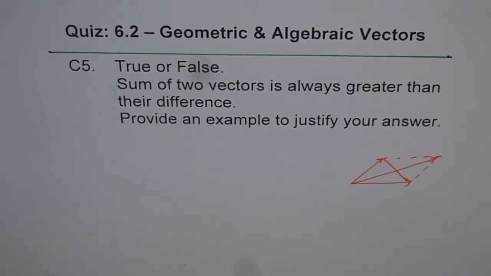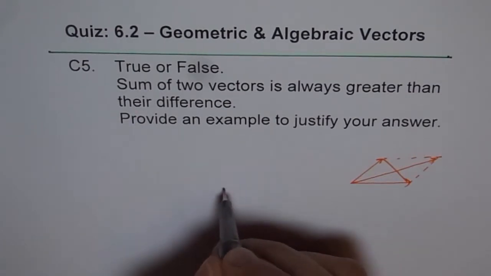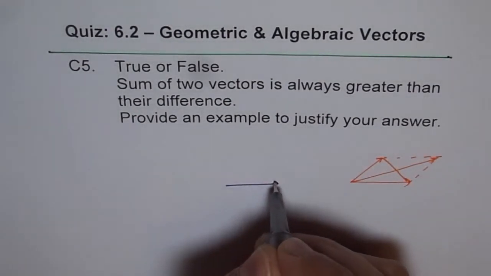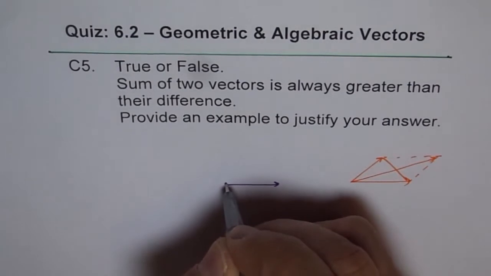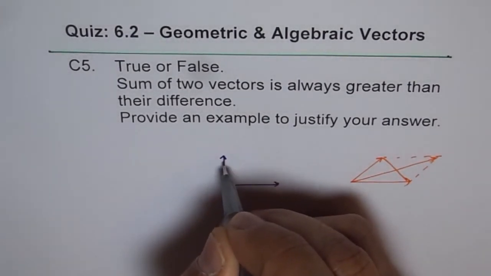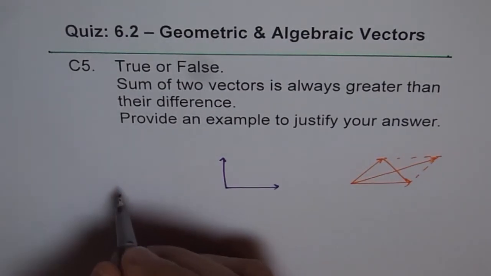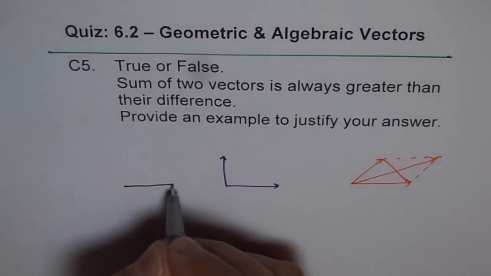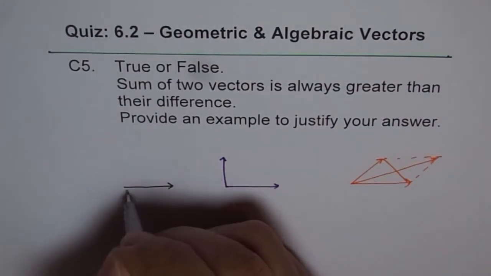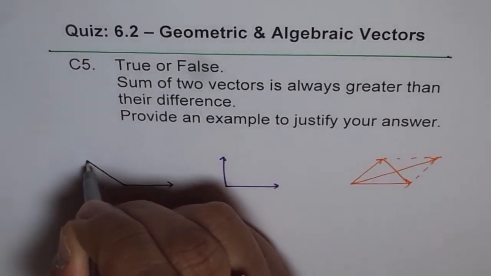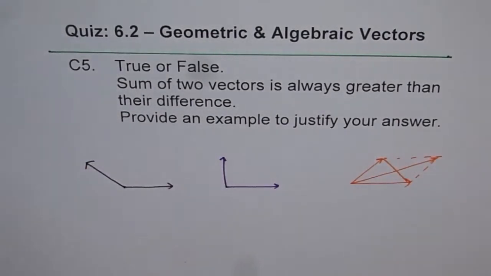How about this? Let us say we have a vector here and a vector there. In this case, what is the relation between sum and difference? Figure it out. And also try to figure this one out. This is one vector. The other one is kind of like this. Do you see these three vectors? You will get your answer, correct?